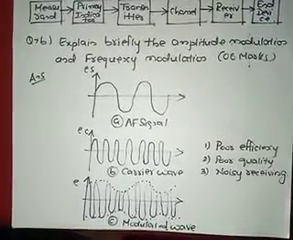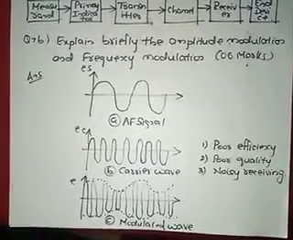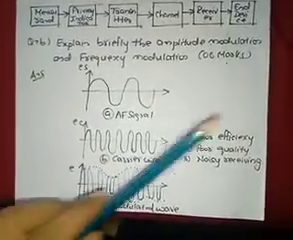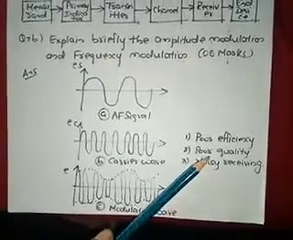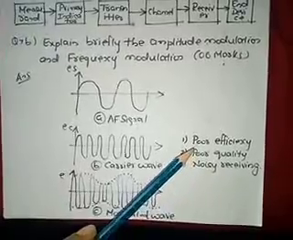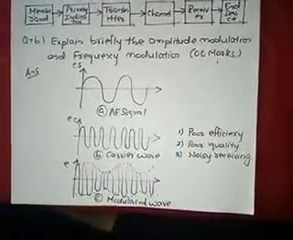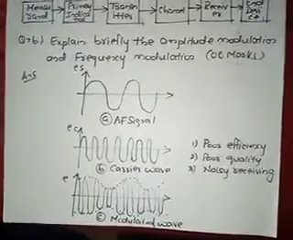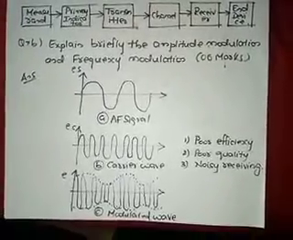Next, what are the disadvantages or limitations of amplitude modulation? The limitations are poor efficiency, poor quality, and interruption by noise. So these are the 3 disadvantages of amplitude modulation: poor efficiency, poor quality, and noisy reception. To overcome these disadvantages, we go for the next higher version of modulation, that is frequency modulation.